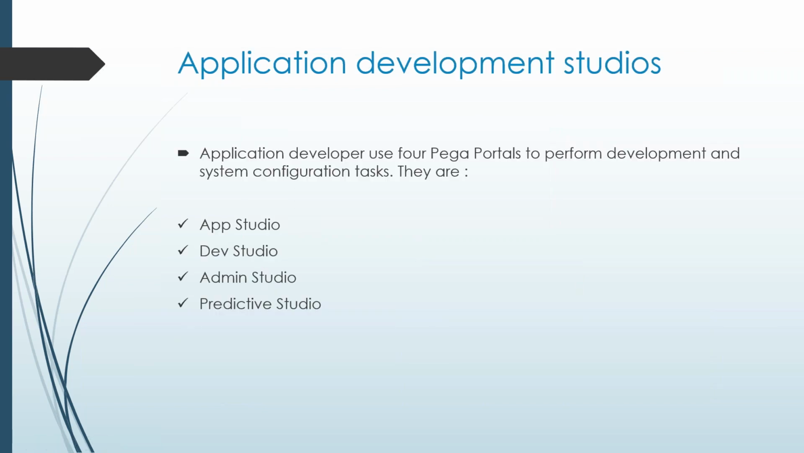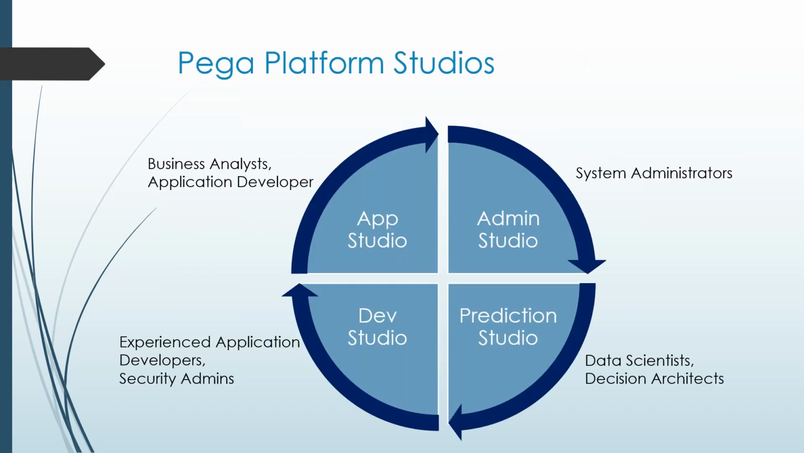Then we'll look at the various application development studios that are available. These studios are specific to different roles, and this was not available earlier. Until version 7, you do not have any of these studios. Starting from 8, we have these studios available for different roles. These are the studios that are available: App, Dev, Admin, and Prediction, which are intended for specific users.